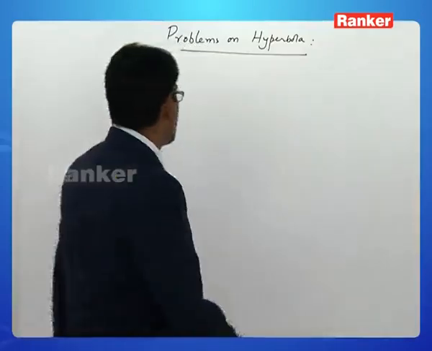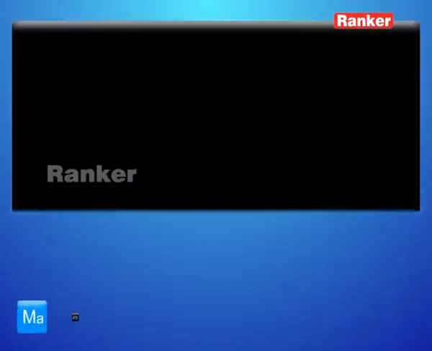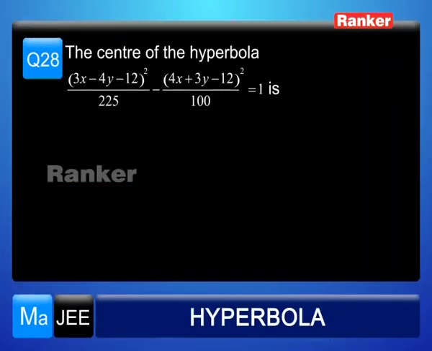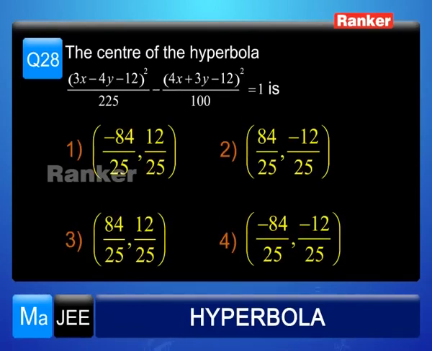Let's move on to the next question, question number 28. The center of the hyperbola ((3x - 4y - 12) the whole square by 225) minus ((4x + 3y - 12) the whole square by 100) equal to 1 is: first option, -84 by 25, 12 by 25. Second option, 84 by 25, -12 by 25. Third option, 84 by 25, 12 by 25. Fourth option, -84 by 25, -12 by 25.